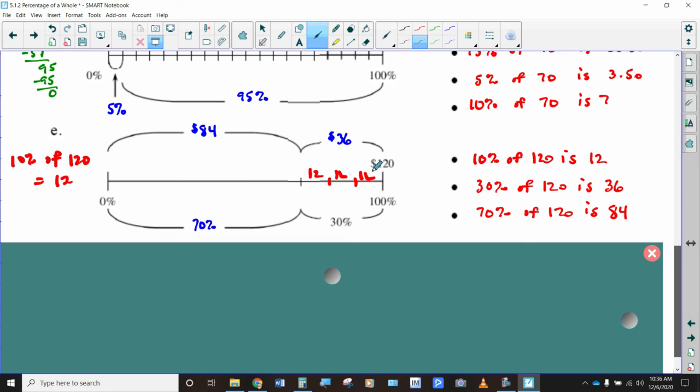So here you're going to have 3 times 12 is 36, and here you would have 7 because the rest of it has to be 70%. 7 times 12 is equal to 84. So here we go. We know 10% of 120 is 12. 30% of 120 would be 36, and 70% of 120 would be 84. Now I can add these guys together to prove that our total is 120, because 30 plus 70 is 100%. And 36 plus 84 is equal to 120.